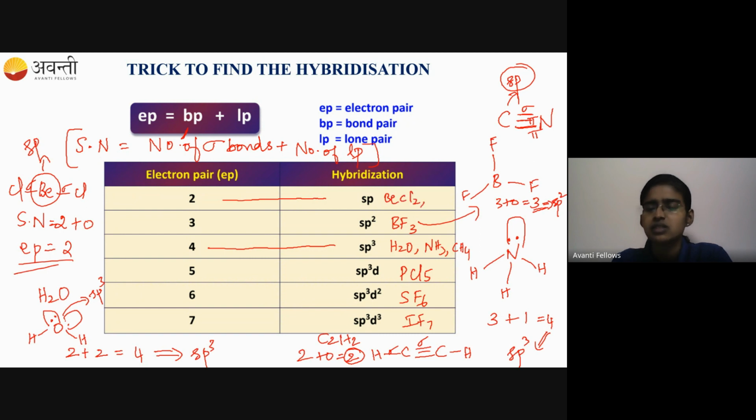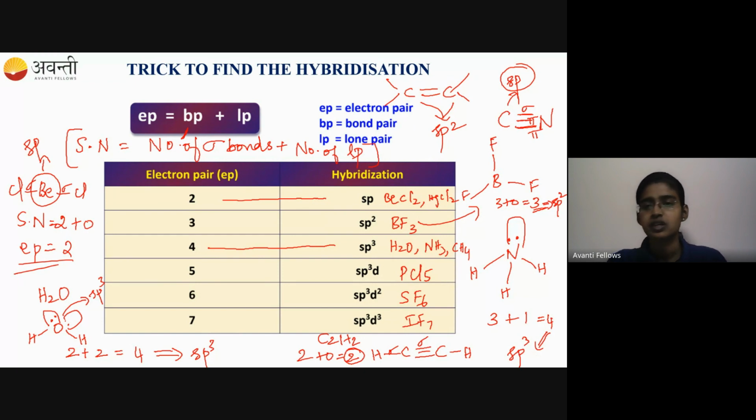Yesterday we saw VSEPR theory, and we studied many examples there. All those you can take, for example HgCl2, which is sp hybridized. So we can use this formula and get the hybridization of the central element easily just by looking at the structure. If a carbon is bonded to another carbon with a double bond, the hybridization of both carbons will be sp2. If a carbon is forming only single bonds, it is sp3. If it is forming a double bond, then it is sp2. If it is forming a triple bond, then it is sp.